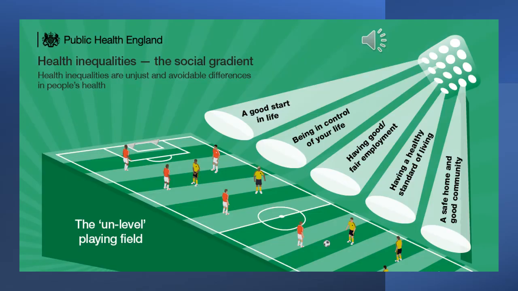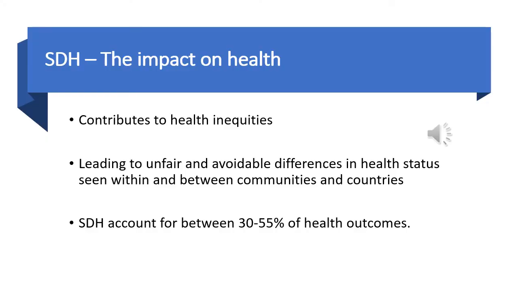So it's really important to understand and recognize these social factors because the differences in social status create a social gradient, which contributes to health inequality. So again, the impact of social determinants of health is significant and large. They contribute to health inequalities and lead to unfair and avoidable differences in health status within communities and countries. Many reports and surveys have found that social determinants of health lead to 30 to 55% of negative health outcomes within communities.